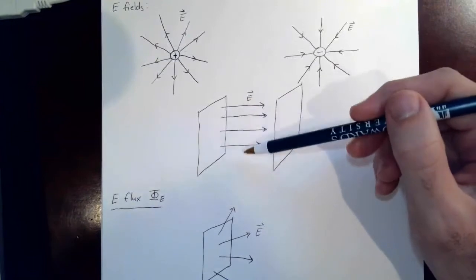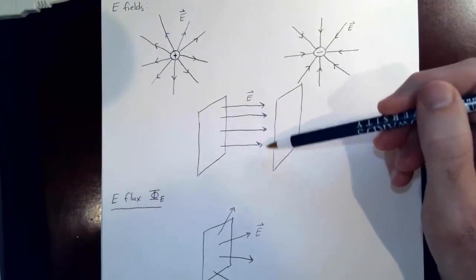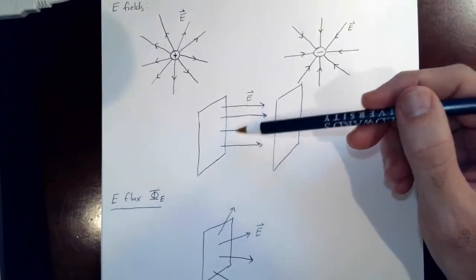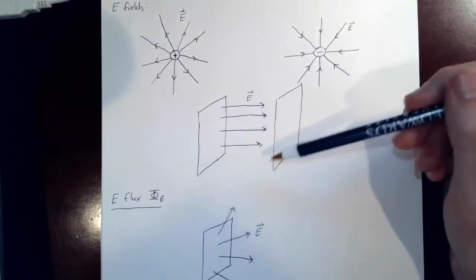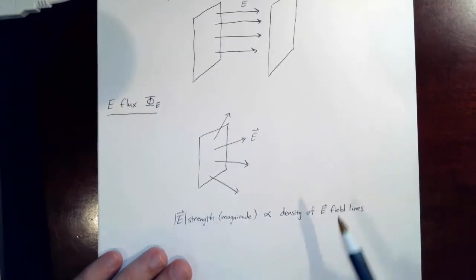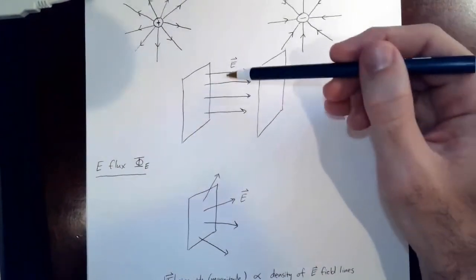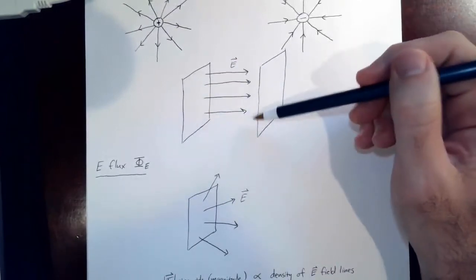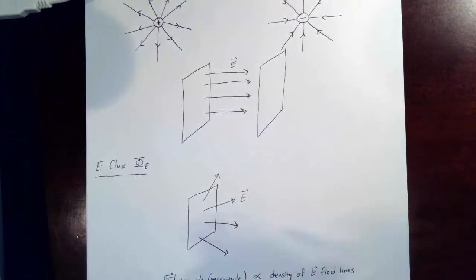I already mentioned that this electric field is uniform, meaning it has the same magnitude everywhere. And if you look at the density of the electric field lines, it's also uniform. It's the same everywhere. So this relation holds in that case too. If we have evenly spaced electric field lines everywhere, then that's a uniform electric field.